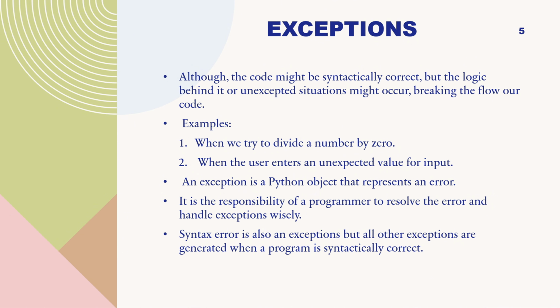The first one is when we try to divide a number by 0, which is known as zero division error. The second one is when the user enters an unexpected value for an input, which is value error. We will go deeply into this very soon. The third point on your screen says that an exception is a Python object that represents an error. As I said before, it is the responsibility of the programmer to resolve the error and handle exceptions wisely. Lastly, always remember a syntax error is also an exception, but not all exceptions are syntax errors.